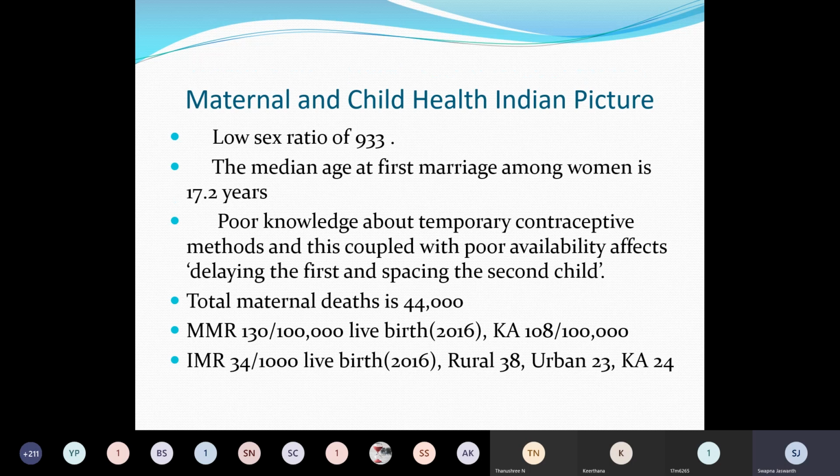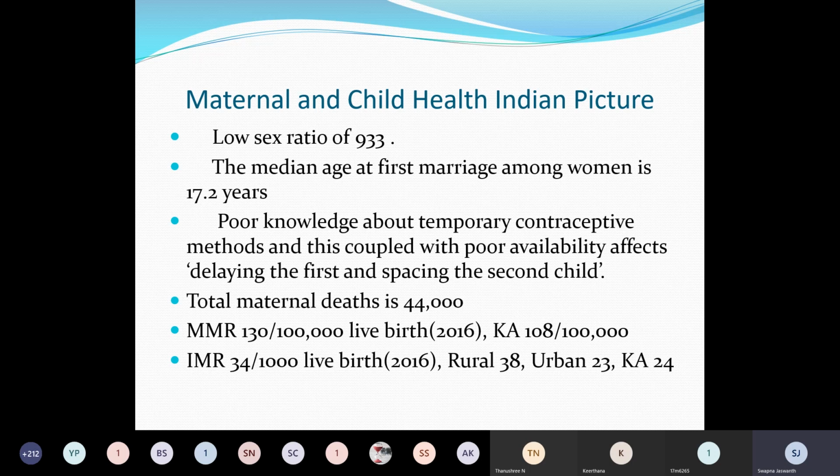Now coming to the Indian picture with respect to maternal and child health, if you look at the sex ratio, that is the ratio of males to females, for every 1000 males, the female ratio is 933. So it is very low. This is mainly due to female feticide, more preference for the male child, and so on. So the sex ratio is low.